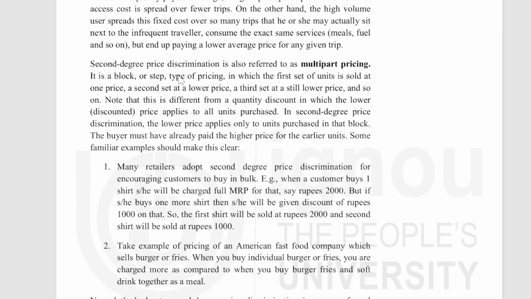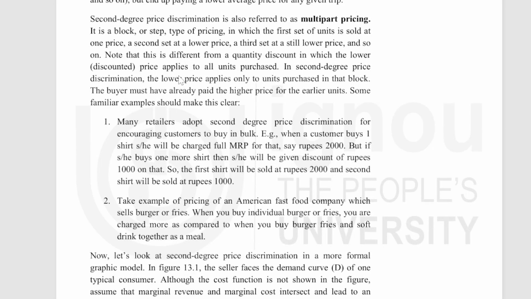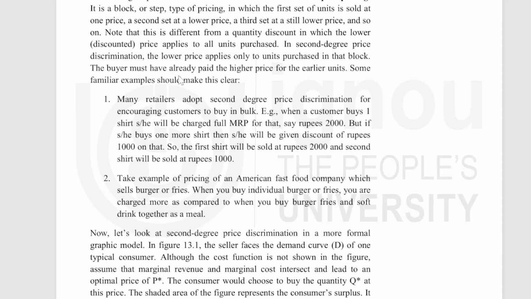Okay. Second degree price discrimination is also referred to as multi-part pricing, and it is a block or step type of pricing in which the first set of units is sold at one price, a second set at a lower price, a third set at a still lower price, and so on.